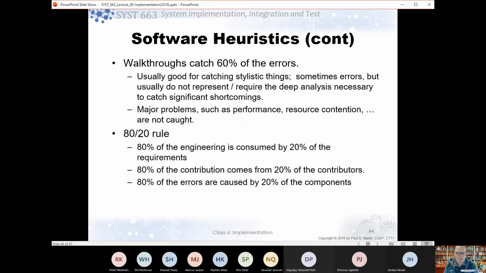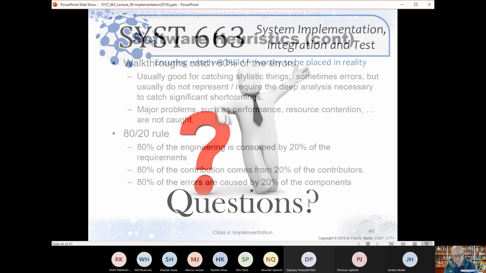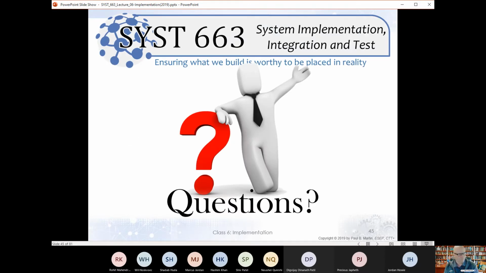The other one is the 80-20 rule. 80% of the engineering is consumed by 20% of the requirements. 80% of the contribution comes from 20% of the people. 80% of the errors are usually in 20% of the components. 80-20. It's almost like a rule of nature as you go through that.